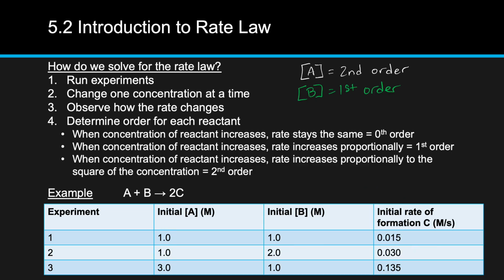Now with that information, I can now write my rate law expression. So whenever you are asked to write your rate law expression, you're going to write the word rate. So rate is equal to k, our constant, times the concentration of A, raised to the second power because it's second order, times the concentration of B, raised to the first power because it's first order, or just leave it blank because the number 1 is implied. So this would be our rate law expression.